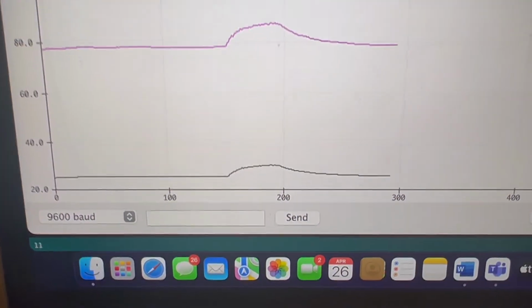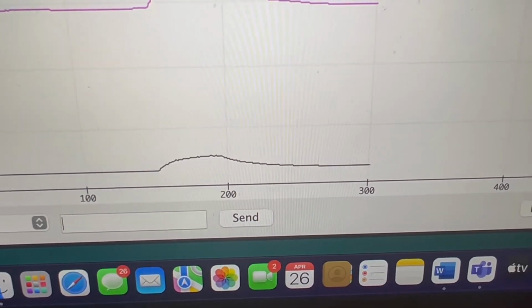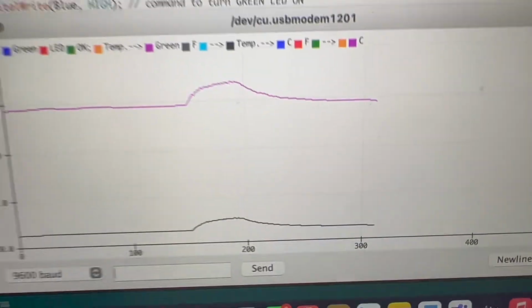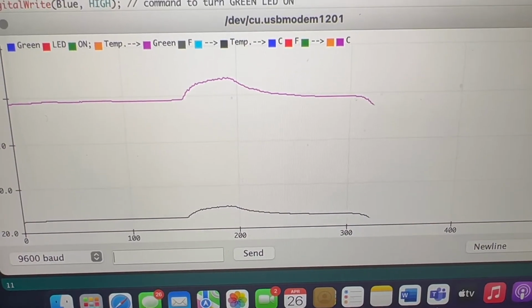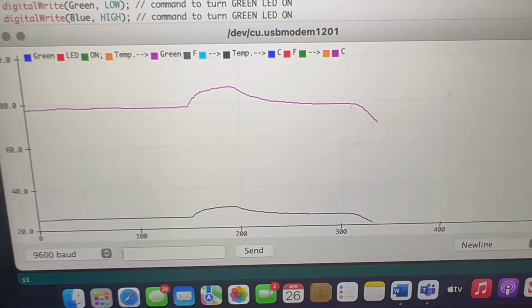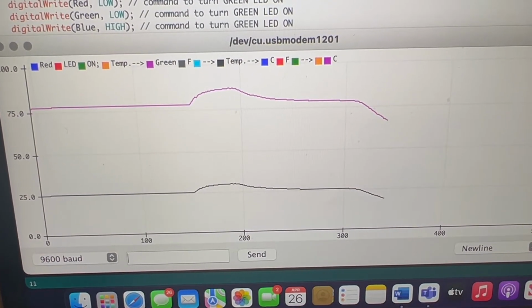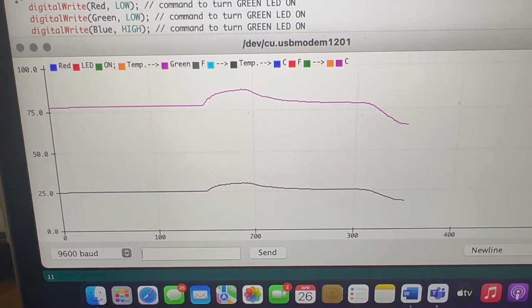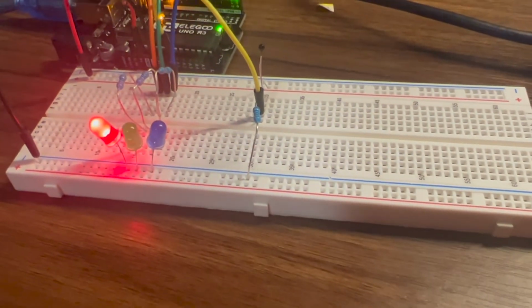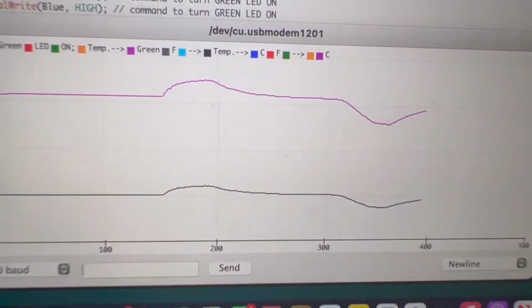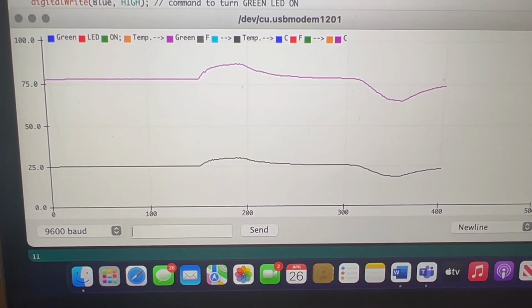I will now go ahead and apply the ice pack. You can see my temperature drop, having my red LED turn on, but it just went up because of the temperature.